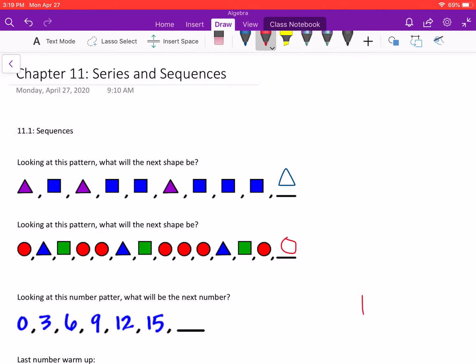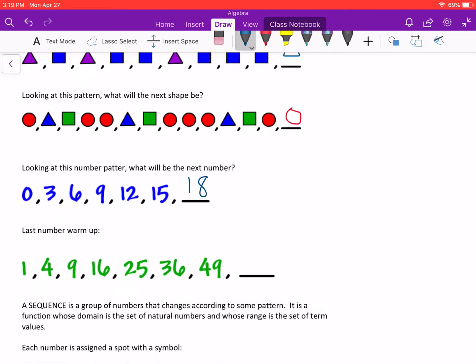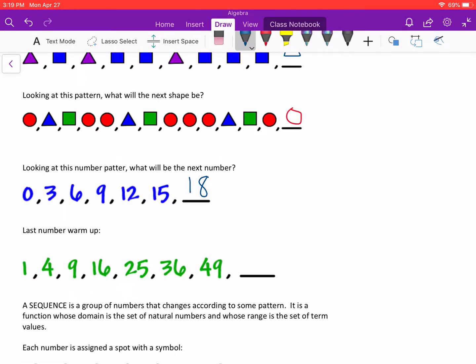But let's look at some different numbers. If we're looking at this number pattern of 0, 3, 6, 9, 12, and 15, what do you think the next number will be? Well, looking at this pattern, it seems pretty obvious that each number goes up by 3, and so our next number is going to be 18. And so we can deduce some of these number patterns in our head, and sometimes they're not as simple as that. Let's look at our last warm-up.